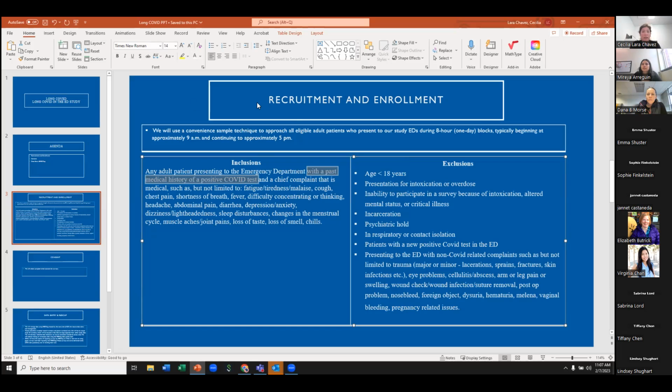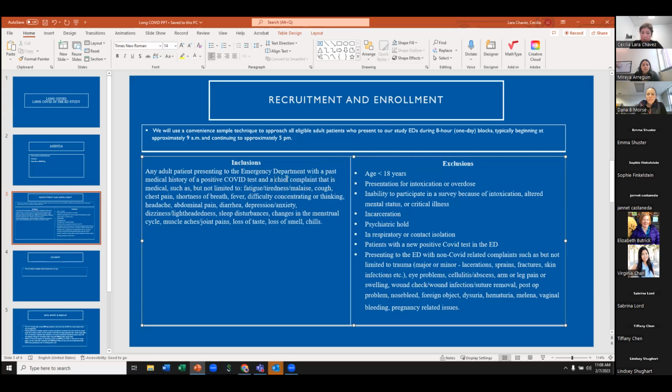And I don't know for other sites how it works, but for our site, we're not able to see that in the chart. Plus, you don't know how many times the person actually had COVID, or maybe the COVID test is not there, but they actually have had COVID. So for this part, it's not until you talk to the patient. The chief complaint, you can see the chief complaint in the tracker.